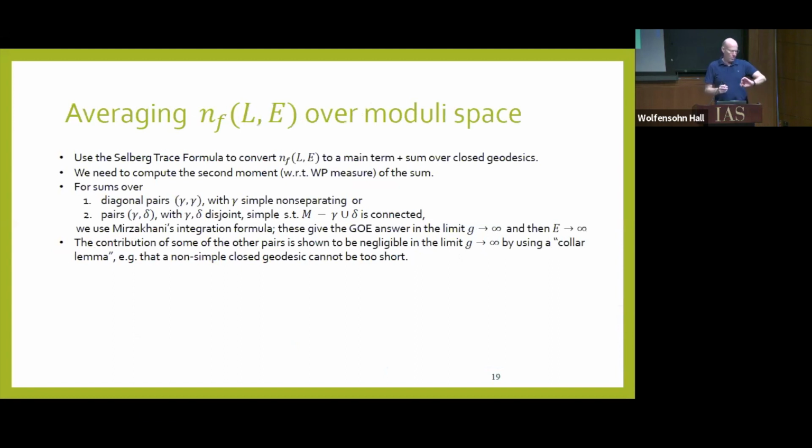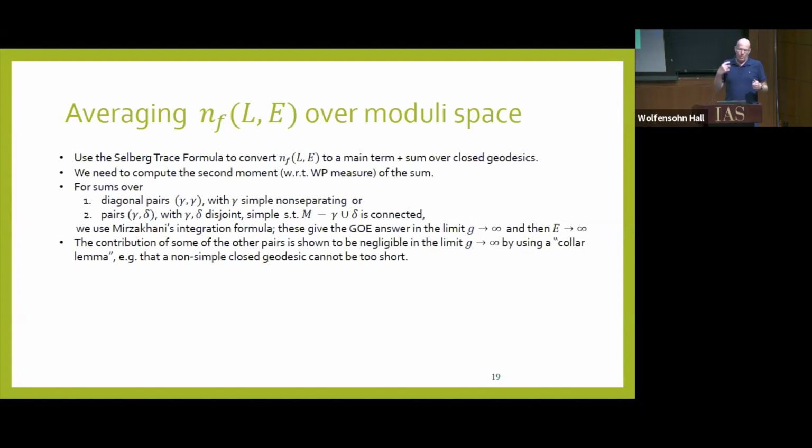Okay, so what's the scheme? What's the program? How do you compute averages or variances of this linear statistic? We don't know how to handle eigenvalues. So you use the Selberg trace formula to convert this linear statistic to a sum over all closed geodesics. It's all closed geodesics, not simple geodesics, all of them.